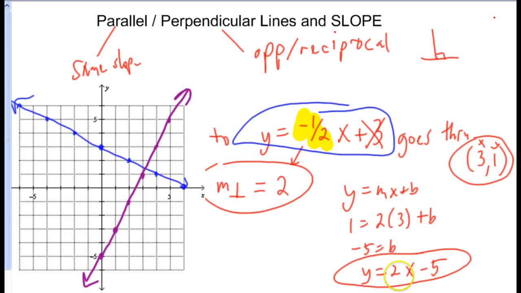And according to this, the slope should be 2. Yes, the y-intercept should be negative 5. It is. We just double checked that we had it right. You don't have to double check it every time. I just want you to see graphically what we're doing. We don't care about the y-intercept of the original line because we want to have a different y-intercept in most cases. We want to have a slope of 2, which is the opposite reciprocal slope that goes through that point.